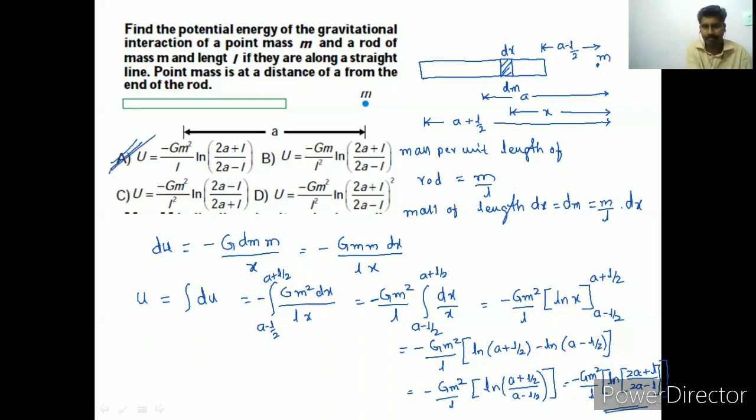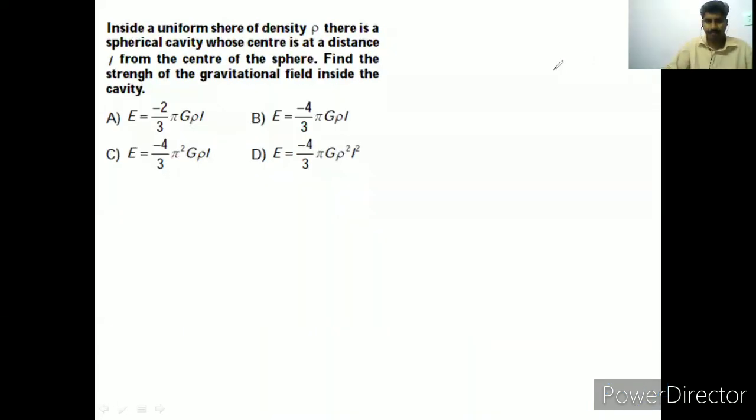Next problem. Inside a uniform sphere of density rho, there is a spherical cavity whose center is at a distance L from the center of the sphere. Find the strength of the gravitational field inside the cavity.